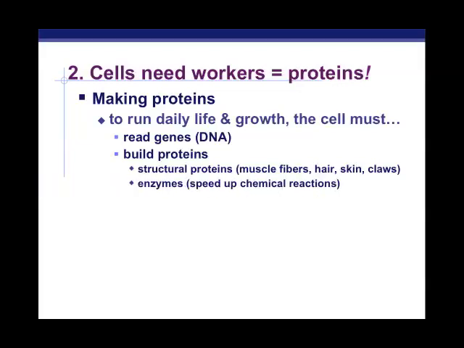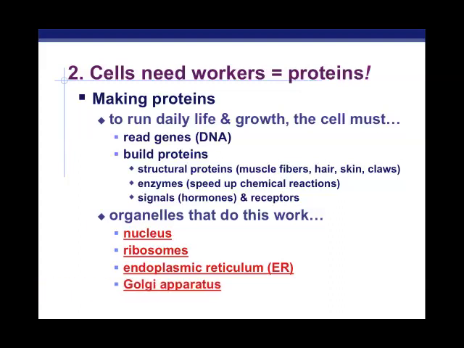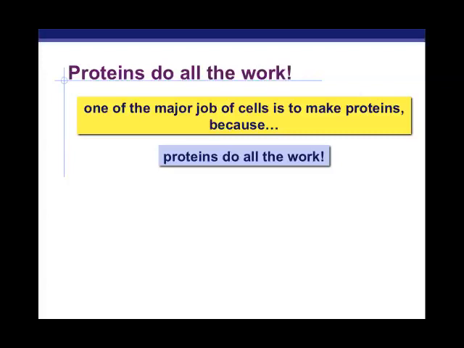Enzymes are proteins, and they're important for chemical reactions that are occurring in your body, such as when you digest food. You have enzymes that speed up the food digestion process. Hormones are proteins. And here are the 4 primary organelles that are involved with making proteins. And we're going to be looking at these. So proteins are the primary job of many cells. Without proteins, you don't have life.